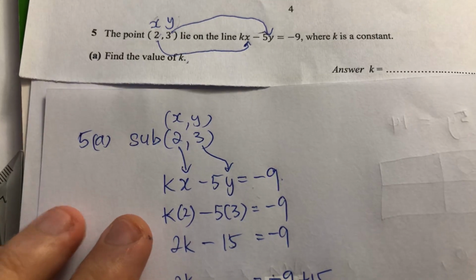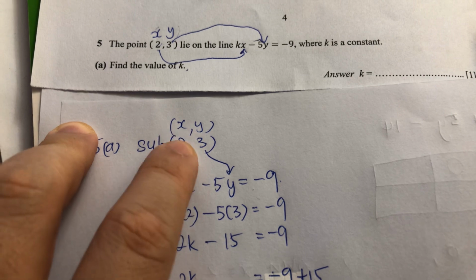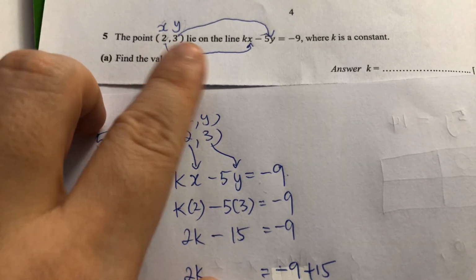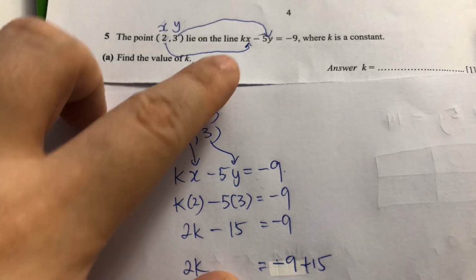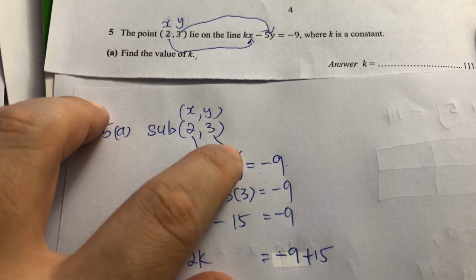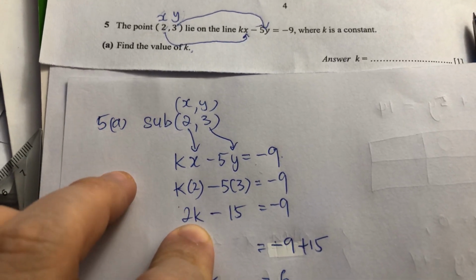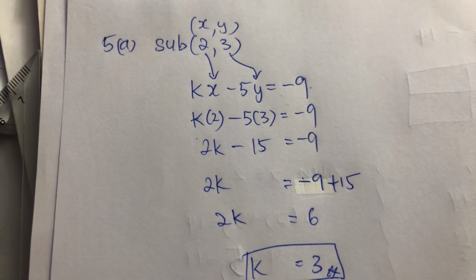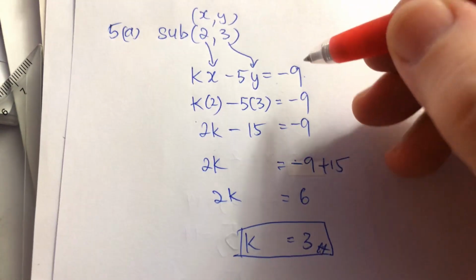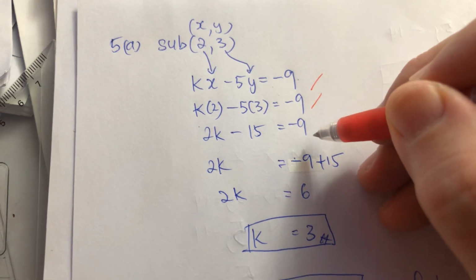Exactly how do we do it? (2, 3): the 2 refers to the x value, the 3 refers to the y value. You substitute it into this equation, put the 2 here, put the 3 here, you will get this. k times 2 is just 2k. All these you can use a calculator. Now be very careful here. Some of you are still making very serious mistakes from here onwards. Be very careful.